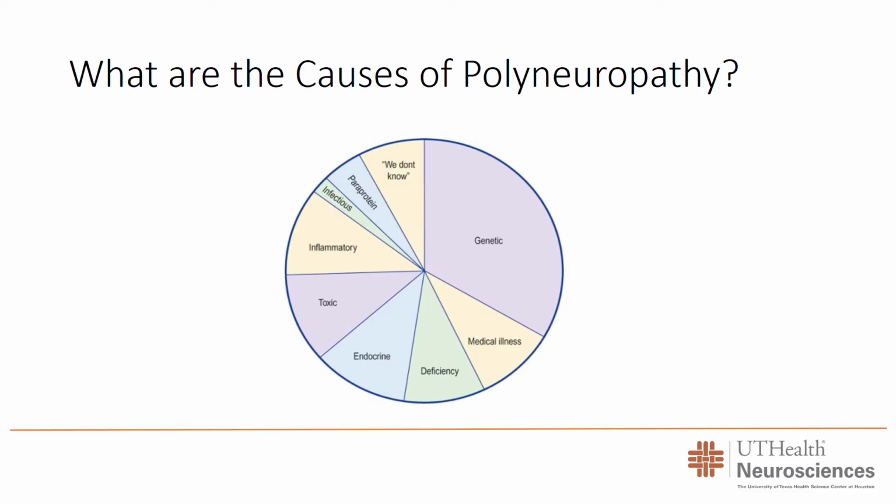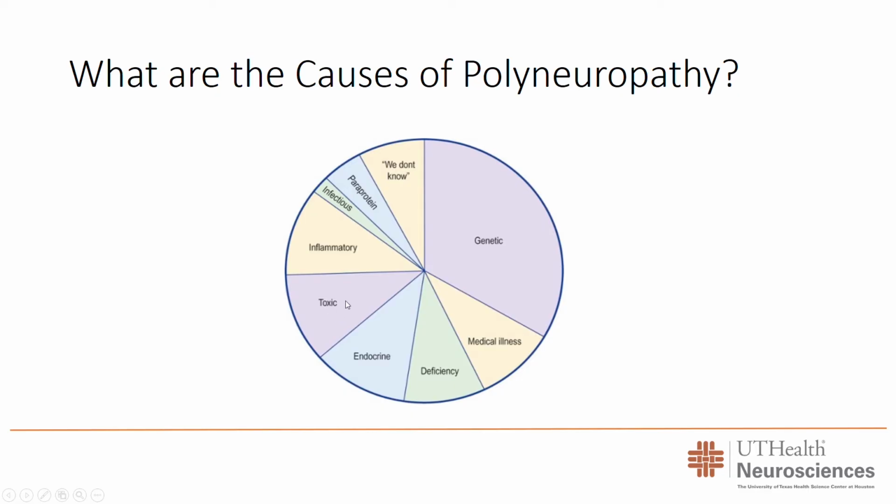So I wanted to talk about also the causes of polyneuropathy. I found this chart in one of the textbooks that divides it up into the different kinds of neuropathies. Neuropathies are sometimes genetic, but you can also have neuropathies due to medical illnesses, and due to deficiencies, so things like vitamin B12 deficiency. You also can have neuropathies due to endocrine conditions. The most common endocrine cause of neuropathies is diabetes.